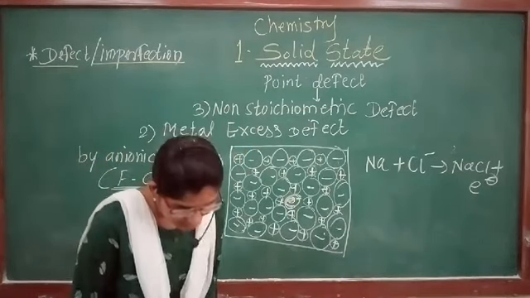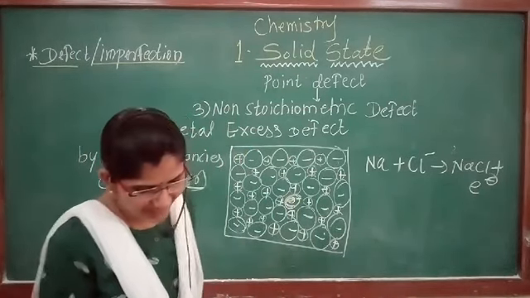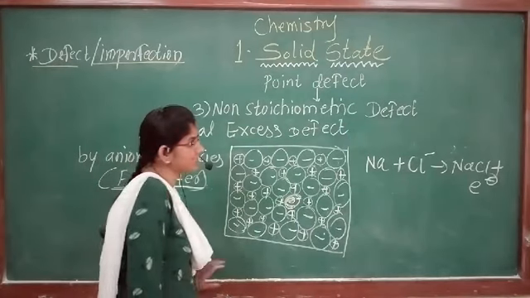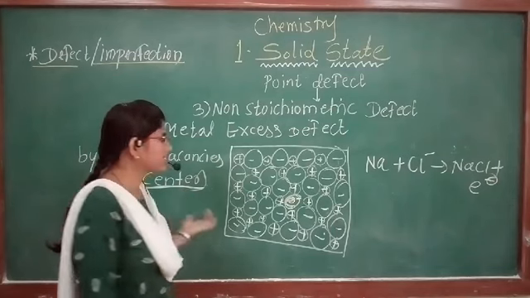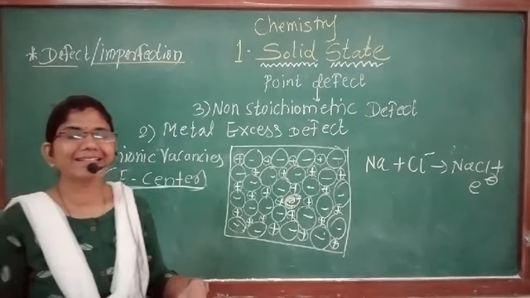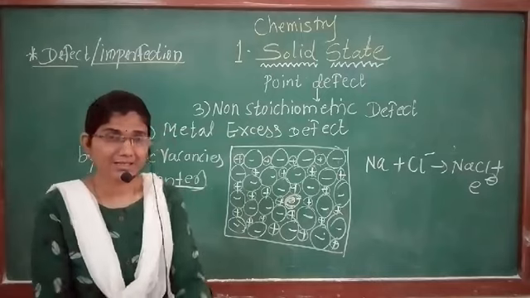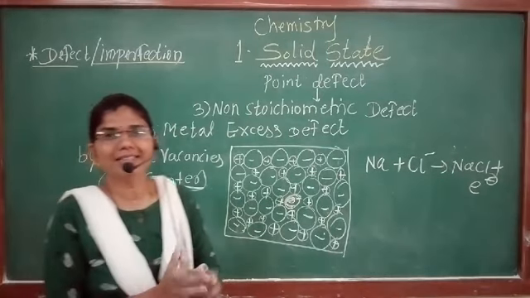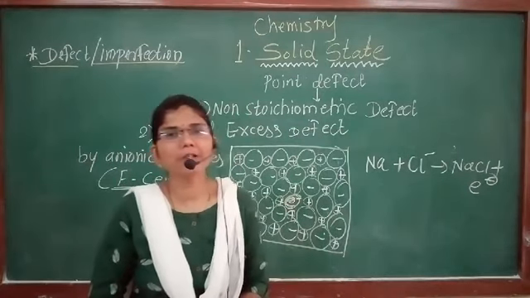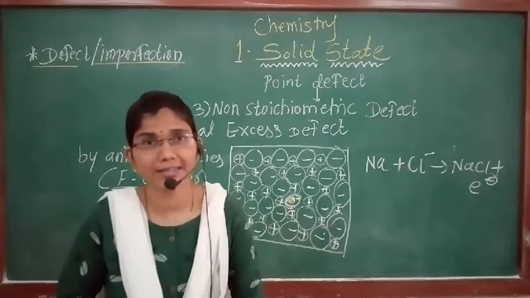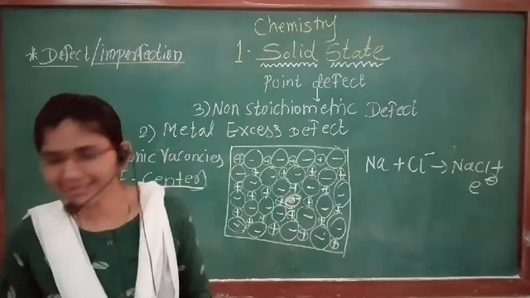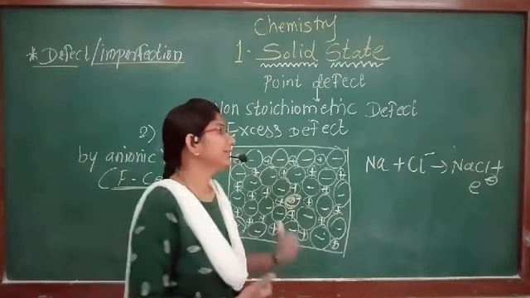This type of defect imparts color to the colorless crystal, due to the F centers. That means if the crystal is colorless, its color changes due to these F centers. F centers means the anions are replaced by electrons.